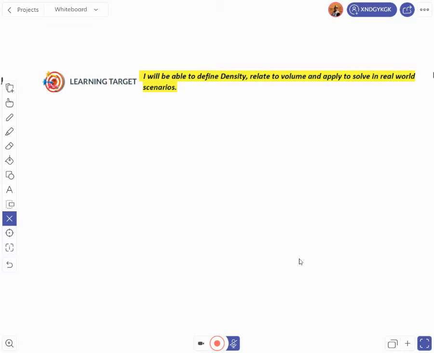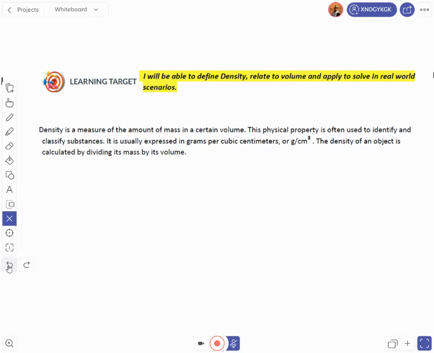Hello. In today's class, you will be able to define density, relate density to volume, and apply it to solve real world scenarios. Actually, density is a measure of the amount of mass in a certain volume. I repeat, density is a measure of the amount of mass in a certain volume. This physical property is often used to identify and classify substances.